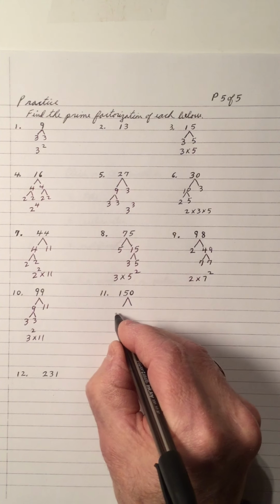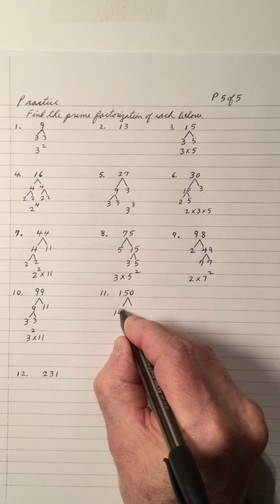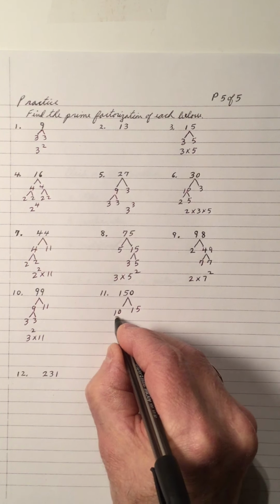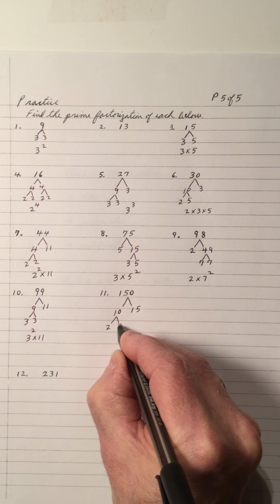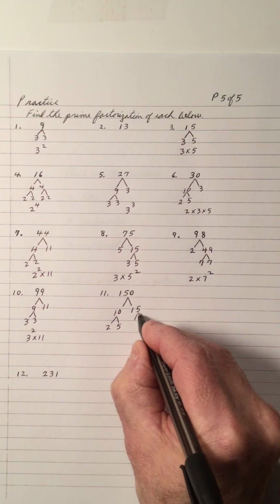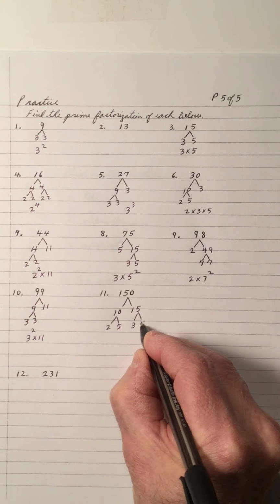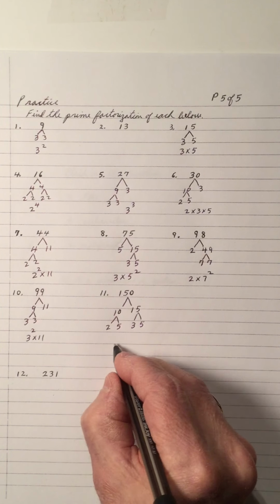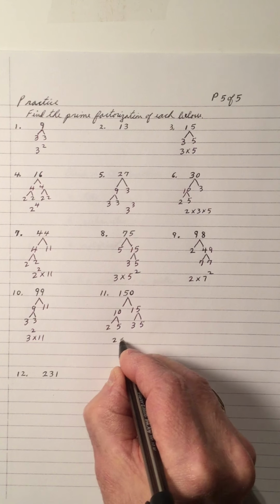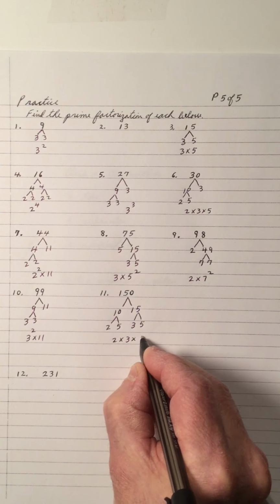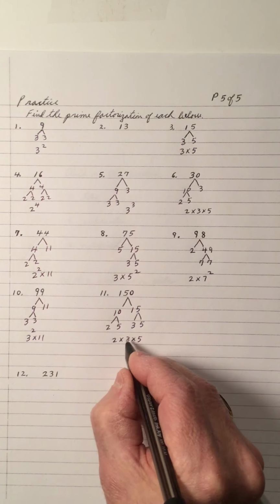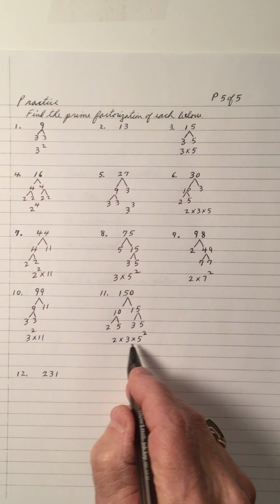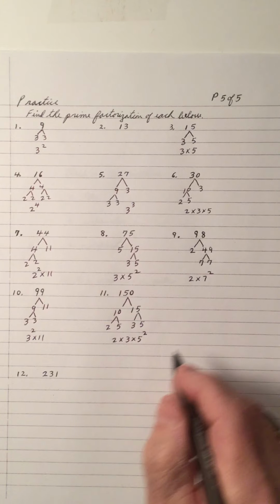150. I see a 10 because it ends in a 0, so I'll go with 10 times 15. A 10 is a 2 times 5, and a 15 is a 3 times 5. So 2, 5, 3, 5, they're all primes. So I got a 2 and a 3 and a 5, 1 2, 1 3, and 2 5s. So if you took a calculator and worked that out, you get 150.